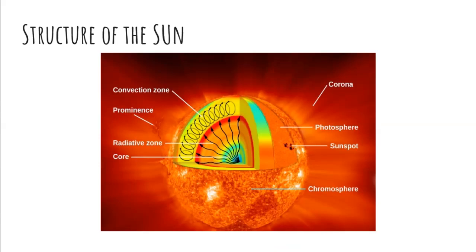Anyway, this is the structure of the sun. We're going to go over these different structures: the convection zone, radiative zone, core, the corona, the photosphere, the sunspot, and the chromosphere. The prominence is also known as solar flares, which we'll go over.